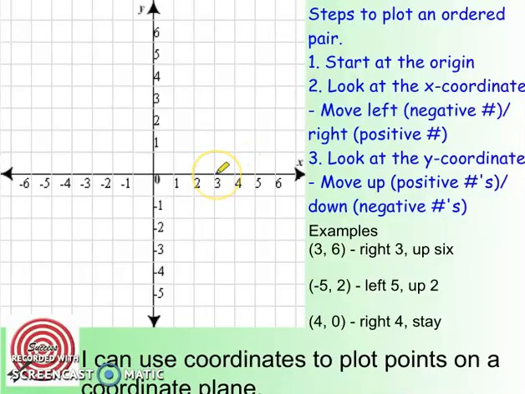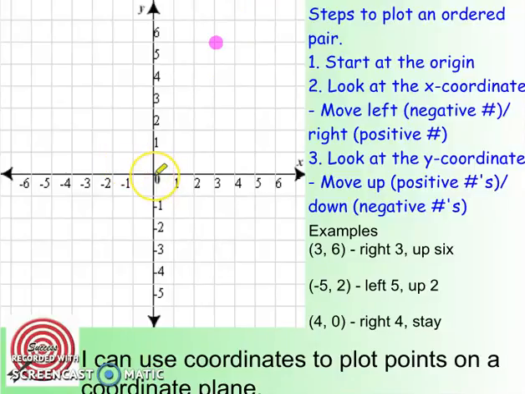And so positive on the Y axis moves up. And so we're going to move up 6, and I'm going to count the spaces, 1, 2, 3, 4, 5, 6. And I'm going to put a dot because that is my ending spot for my ordered pair. And so that is the only place I put a point. Now let's do the next one.